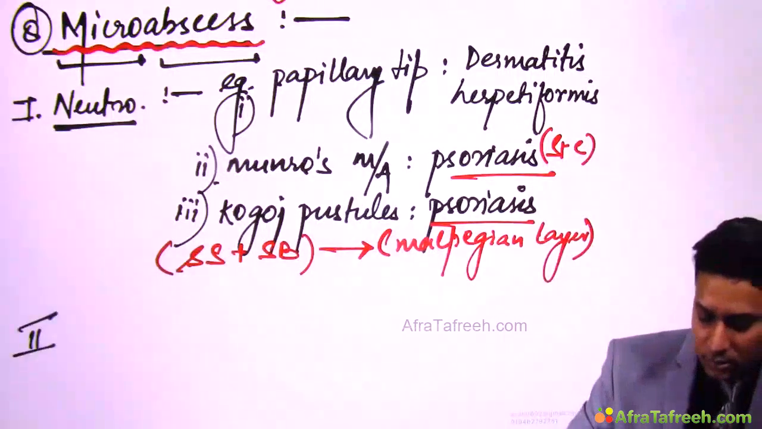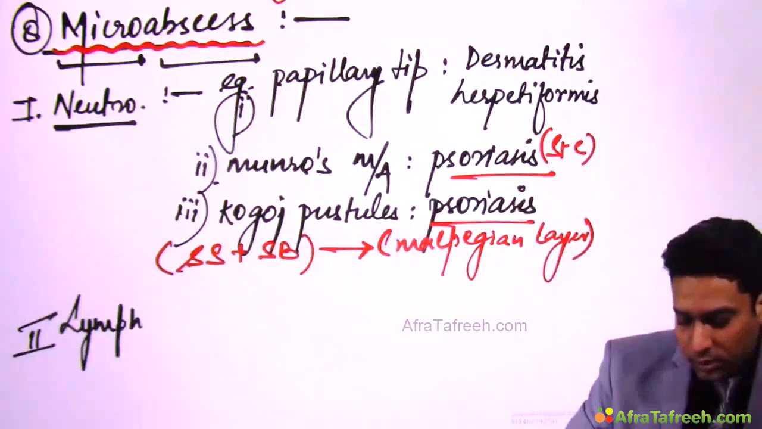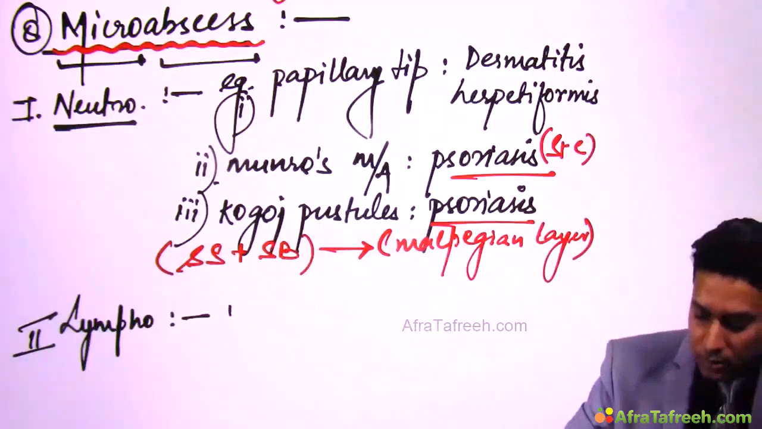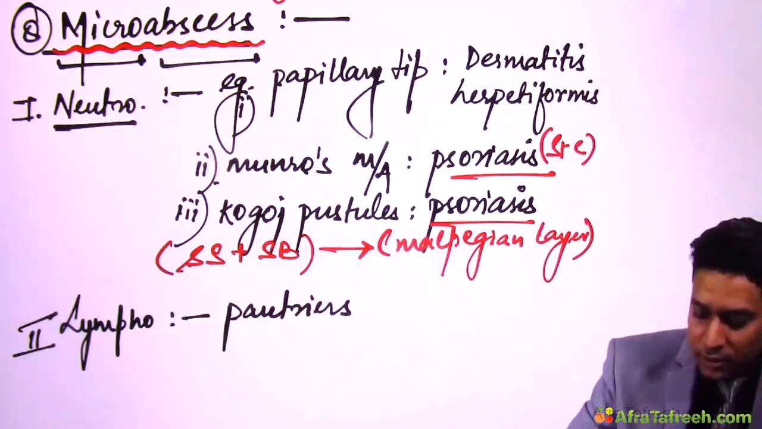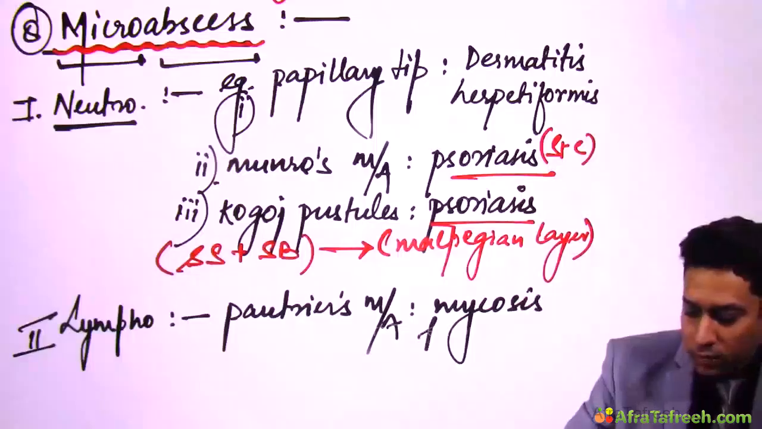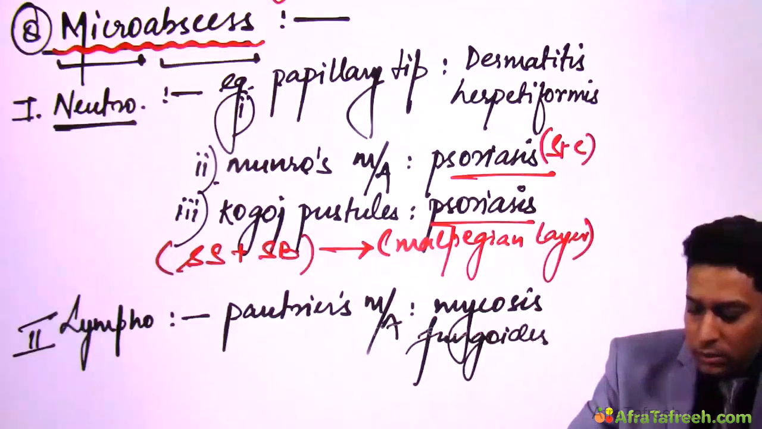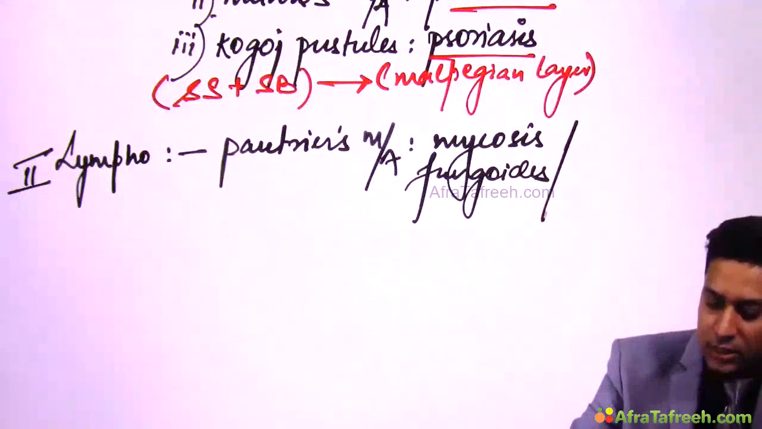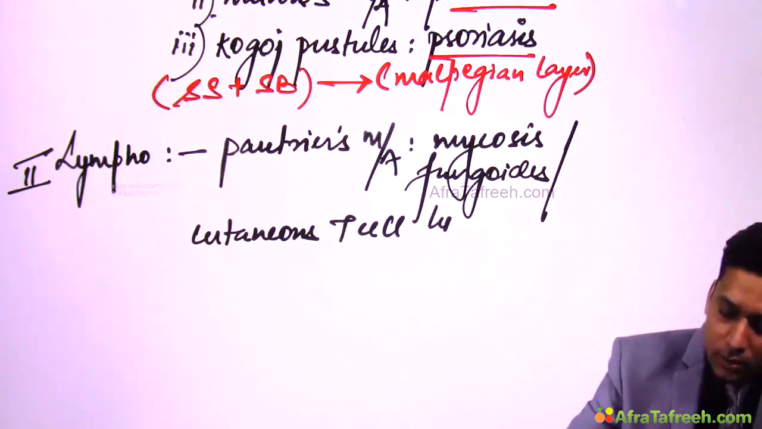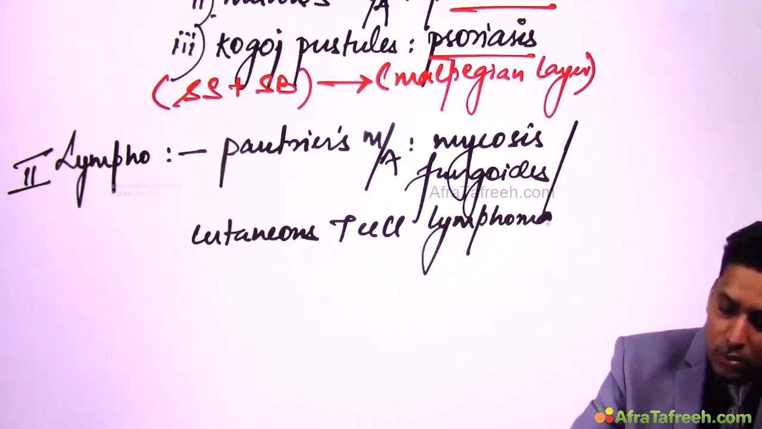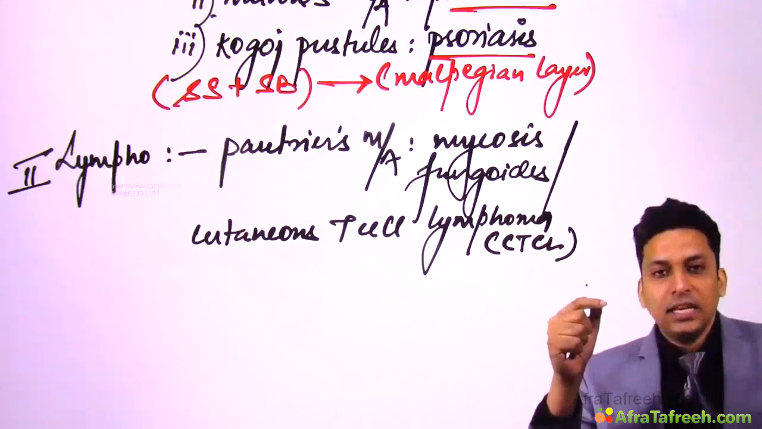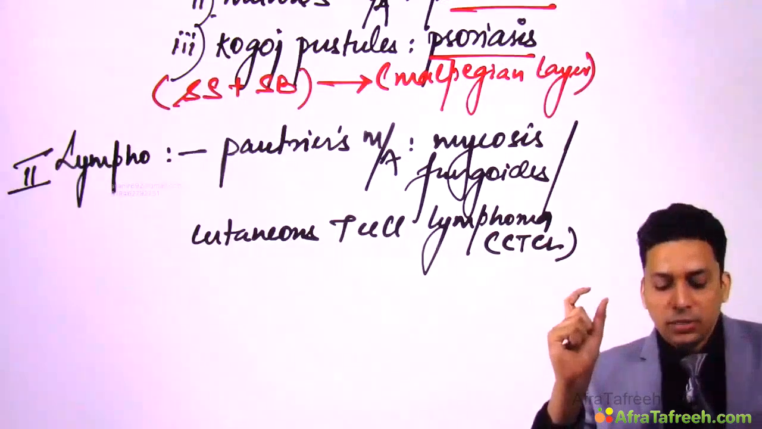Then second is lymphocytic microabscess. Lymphocytic, that is a small collection of lymphocytes. This is seen in Pautrier's microabscess, in mycosis fungoides. Mycosis fungoides is cutaneous T-cell lymphoma, CTCL. Okay, so Pautrier's microabscess, that is seen in mycosis fungoides. It is a small collection of lymphocytes.